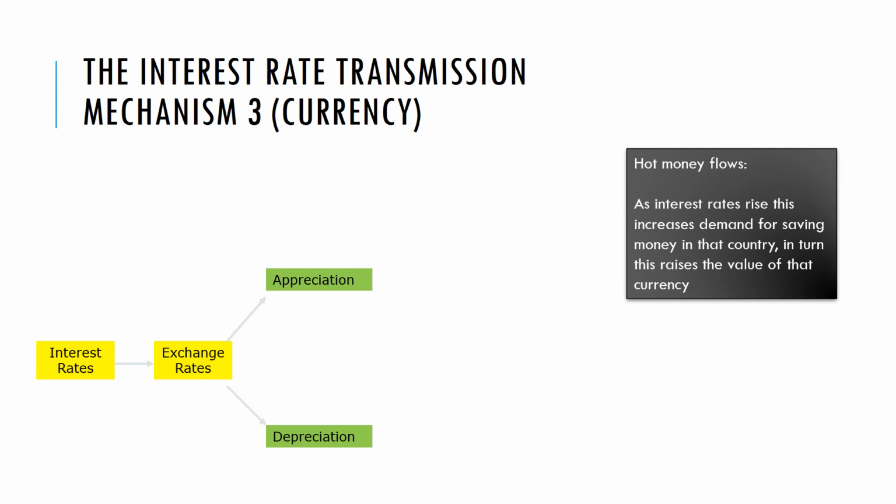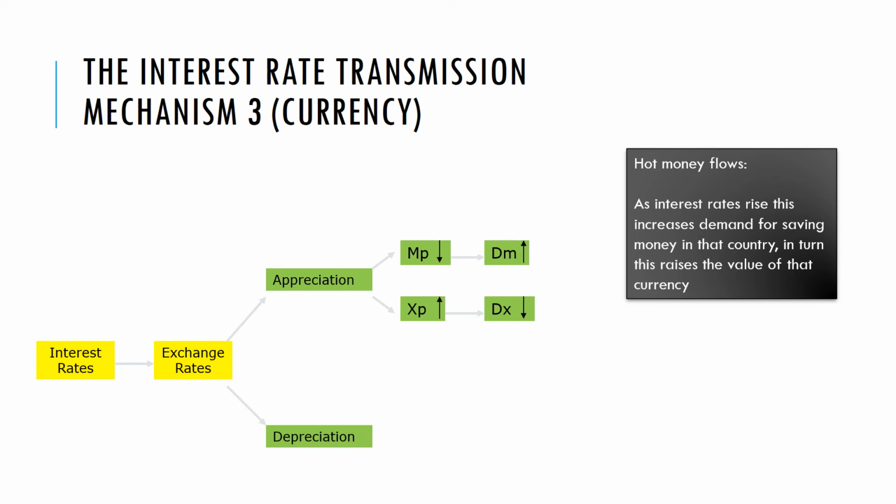Now, what we know is that if there's an appreciation, a strong pound makes imports cheap and exports dear. If the price of imports goes down, then the demand for imports will go up. If the price of exports goes up, then the demand for exports will go down. So here, a rise in interest rates would see a fall in the balance of trade, less exports and more imports.